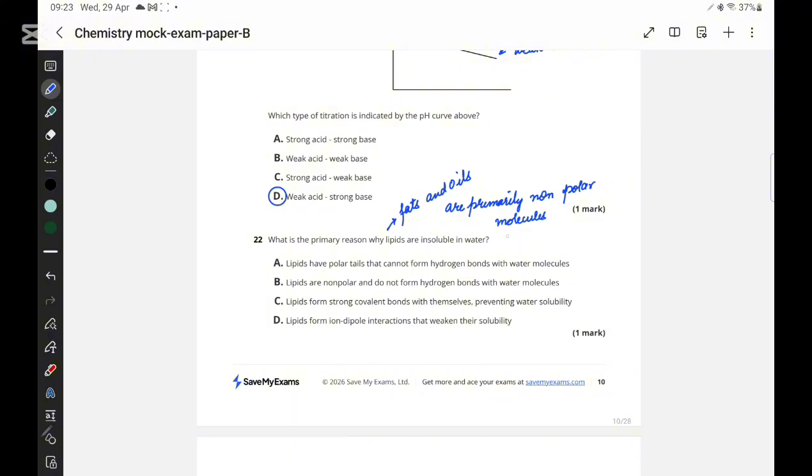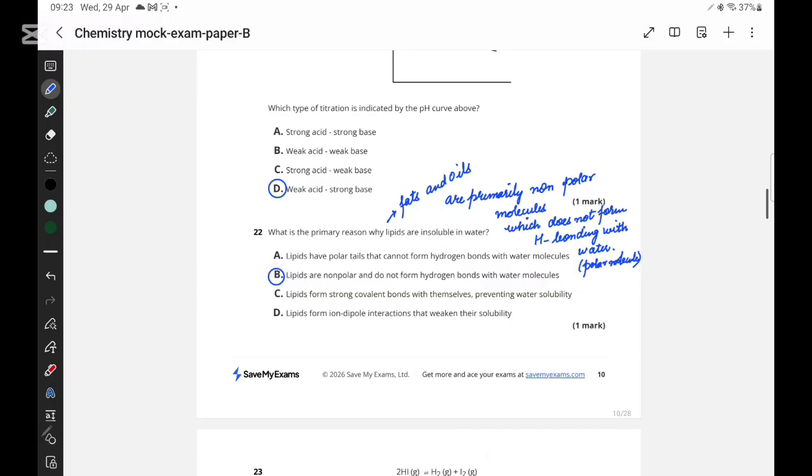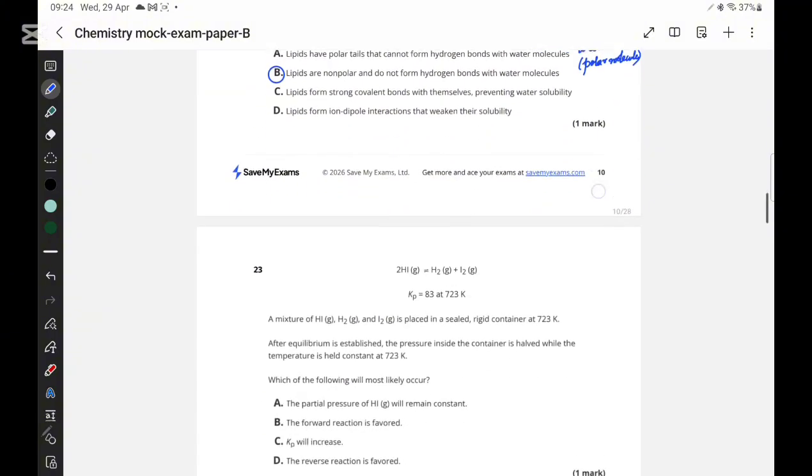They are non-polar molecules which actually do not form hydrogen bonding with water. So if they do not form hydrogen bonding with water, because you know water is a polar molecule, you can choose option B, that lipids are non-polar and do not form hydrogen bonds with water molecules.